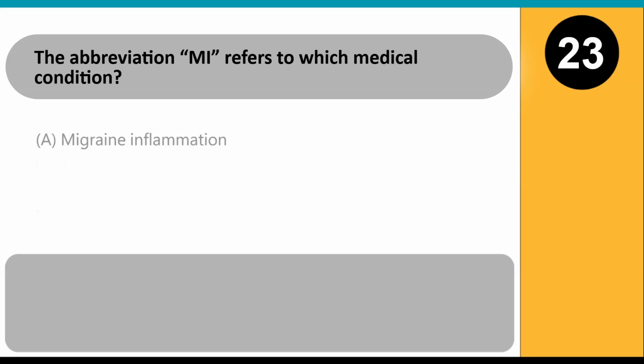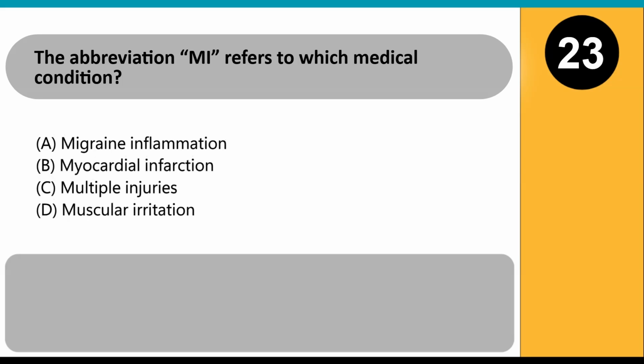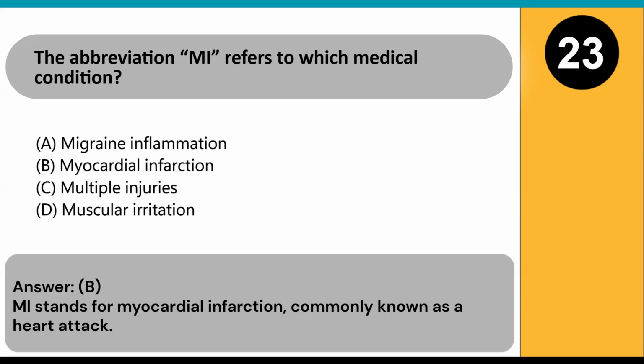The abbreviation MI refers to which medical condition? A. Migraine inflammation. B. Myocardial infarction. C. Multiple injuries. D. Muscular irritation. Answer B. MI stands for myocardial infarction, commonly known as a heart attack.